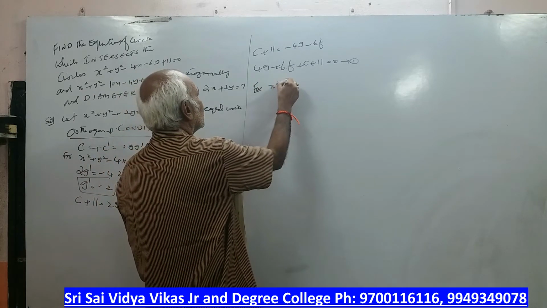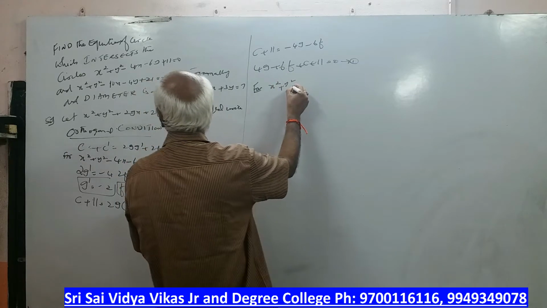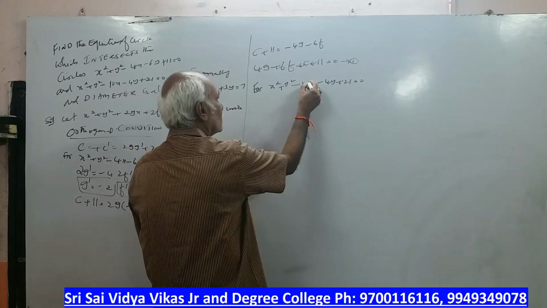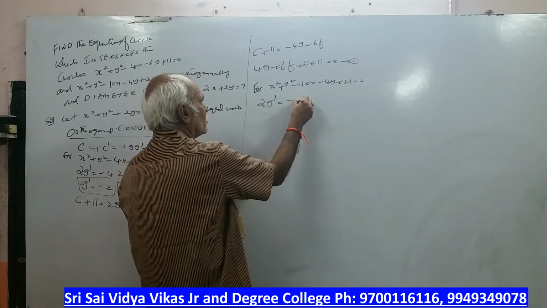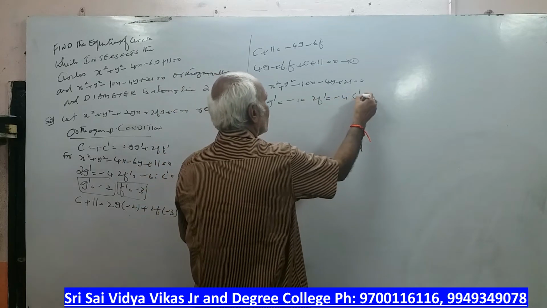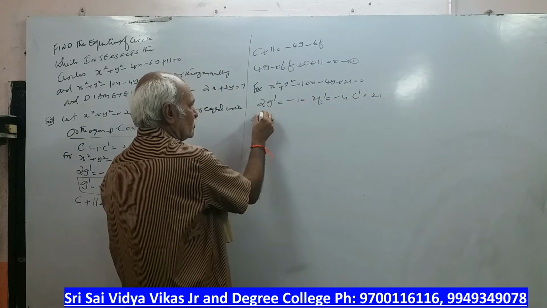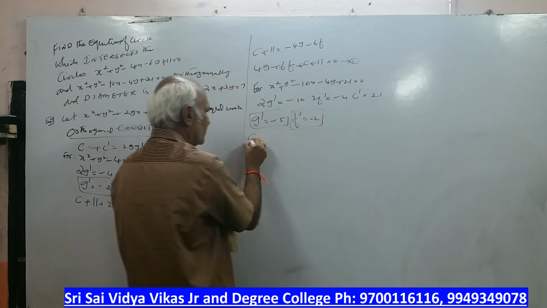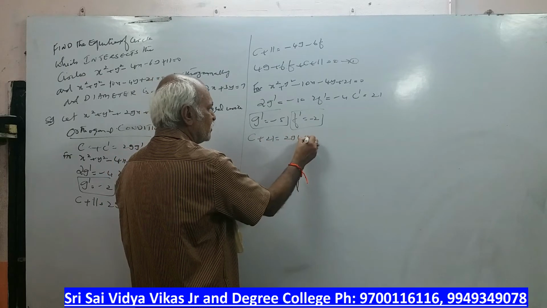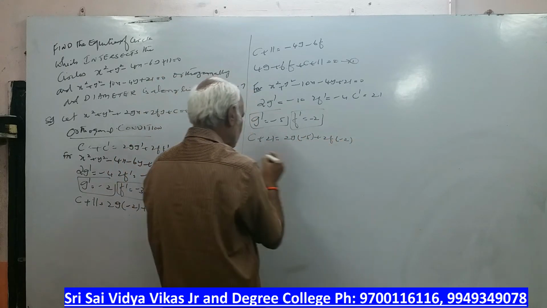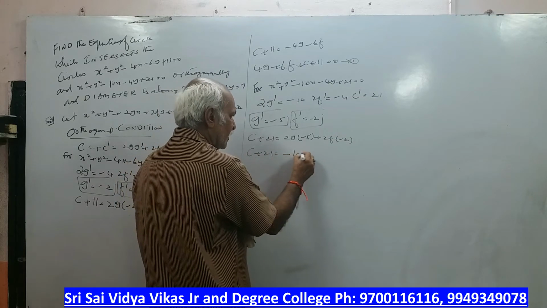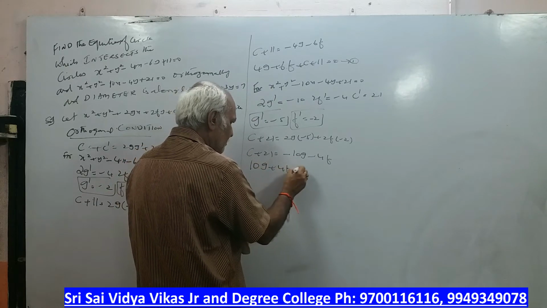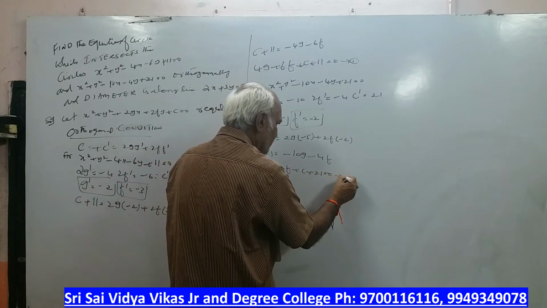Second, for x square plus y square minus 10x minus 4y plus 21 is equal to 0, 2g dash is equal to minus 10, 2f dash is equal to minus 4, c dash is equal to 21. So g dash is equal to minus 5, f dash is equal to minus 2. Again c plus 21 is equal to 2g into minus 5, 2f into minus 2. c plus 21 is equal to minus 10g minus 4f. Bring the terms this side: 10g plus 4f plus c plus 21 is equal to 0. Second equation.